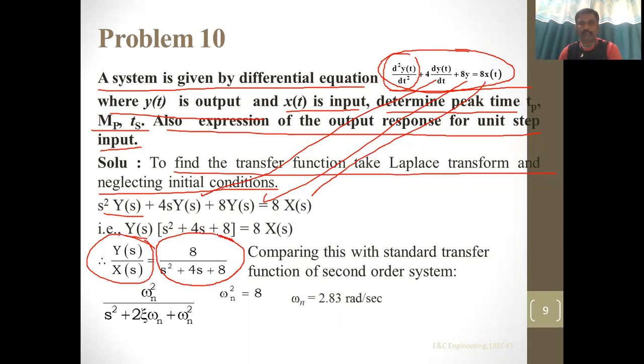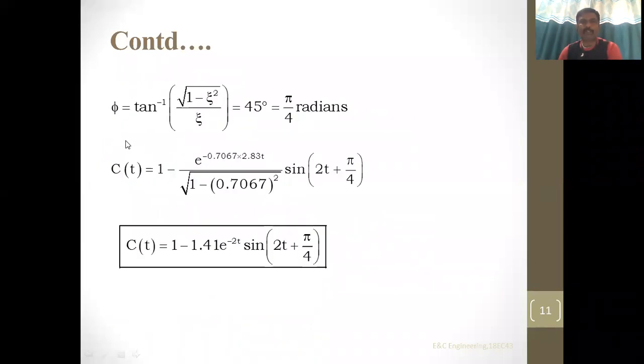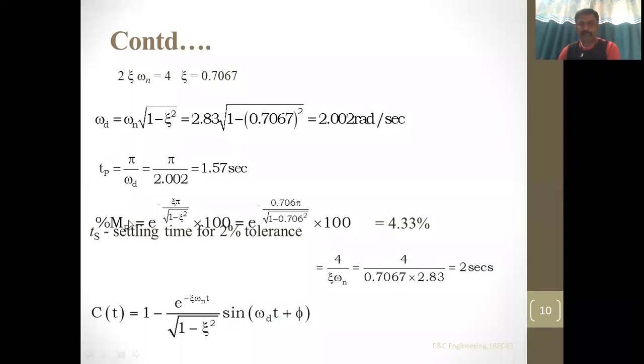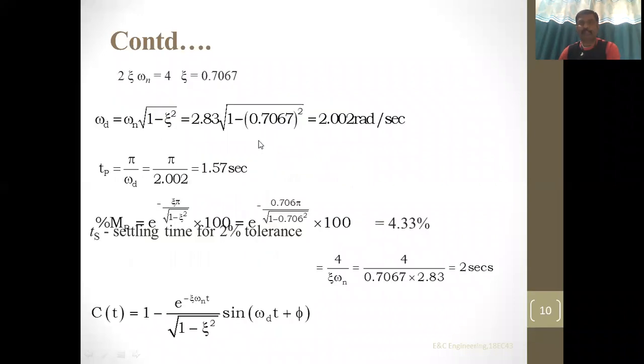Again, the normal method you have already learned, later compare with this standard equation. We shall have the omega n and xi values. Later I shall find omega d, tp, and next settling time. And if c of t is asked, this is the expression: 1 minus e power minus xi omega n t divided by root of 1 minus xi square sin of omega d t plus phi. Substitute whatever values come here, and I need to have the simplification.